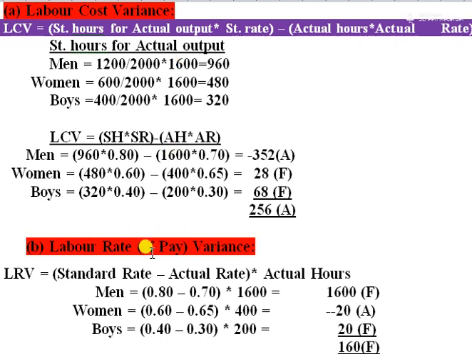Next we can go on to calculate the labor rate variance, which is also known as labor pay variance. The formula to calculate the labor rate variance is standard rate minus actual rate into actual hours. For men, standard rate is 0.80, actual rate is 0.70 and actual hours is 1600. It comes to 160 favorable. The total labor rate variance is 160 favorable.